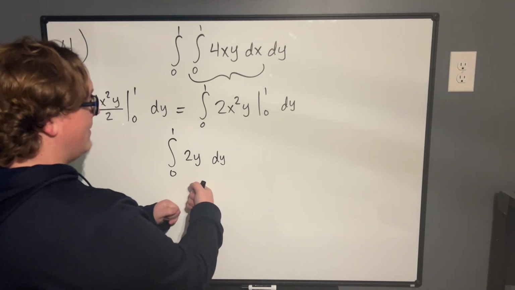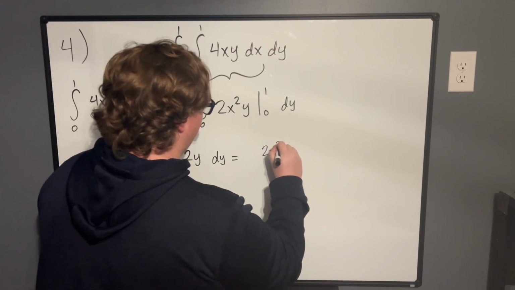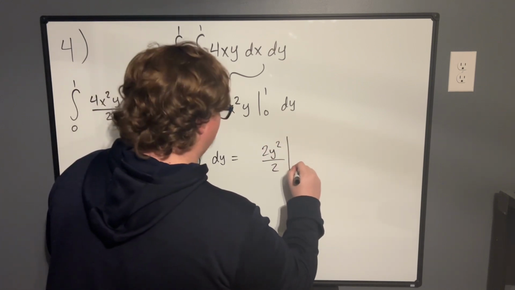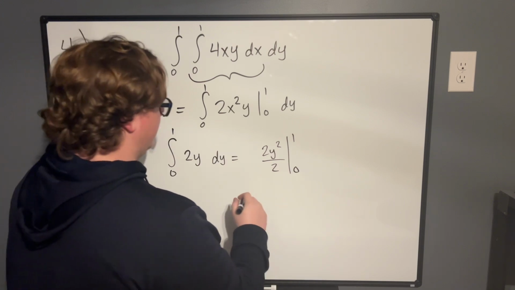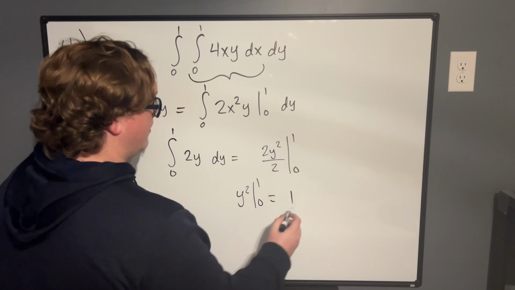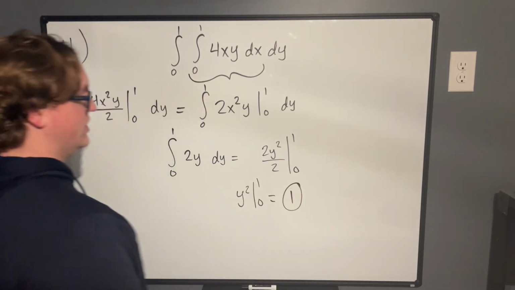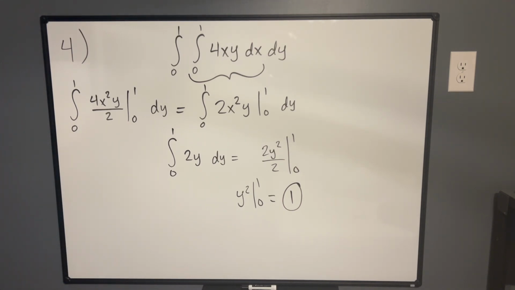But again, this is just a power rule. It's really not too bad. So we just have that this is the same thing as 2y squared over 2, evaluated from 0 to 1. But 2y squared over 2 is just y squared from 0 to 1. And if I plug in 1, I get 1. If I plug in 0, I get 0. So if we subtract 0, nothing changes. So our answer here is 1. So yeah, not a difficult double integral, but a double integral nonetheless. That's why it's even ranked number 4, right? This could be 1 or 2 for Calc 3 students. But yeah, so that's the end of integral number 4. We're going to go ahead and move on to integral number 5.